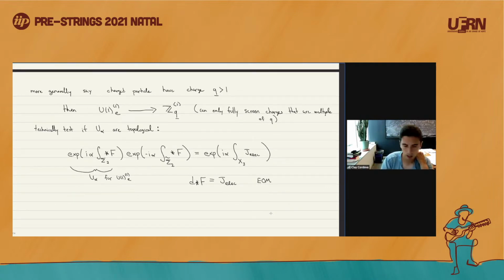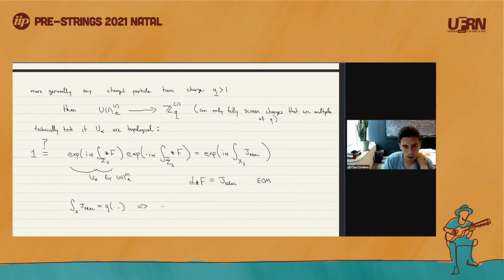In the situation we're interested in, charged matter comes in multiples of Q, so we'll consider that the integral of J electric over any 3-manifold is a multiple of Q. So it's Q times something. What do we want to find if we want this to be topological? If this is topological, this is supposed to equal 1. This is what we're checking. Now we use this on the right-hand side, and see that this is true.